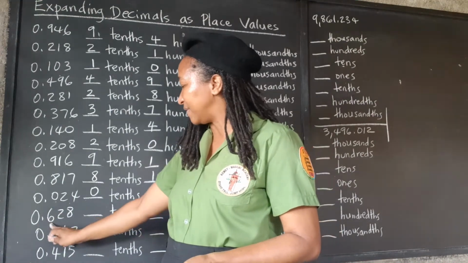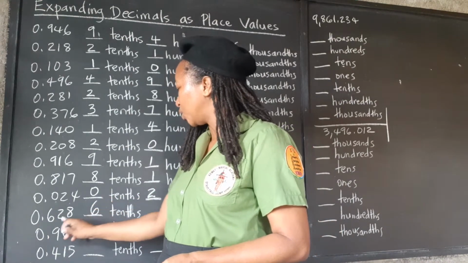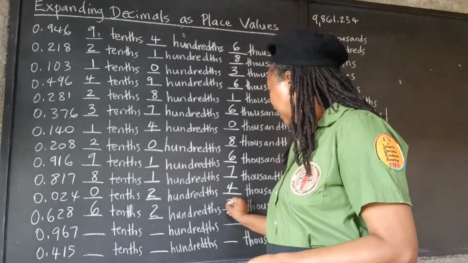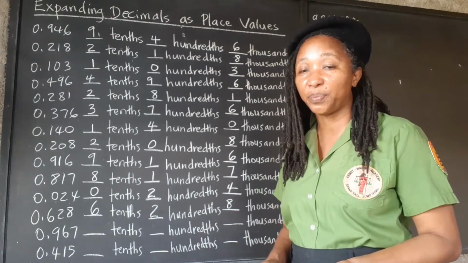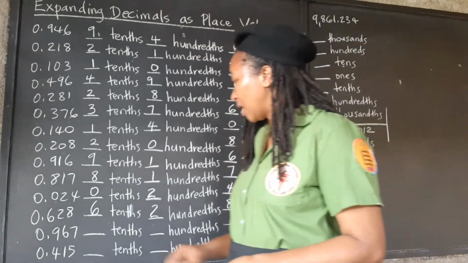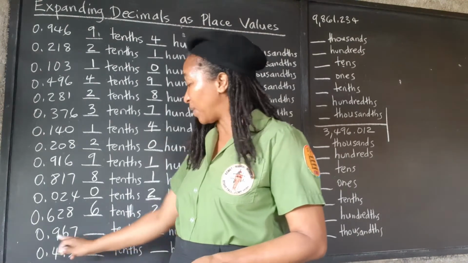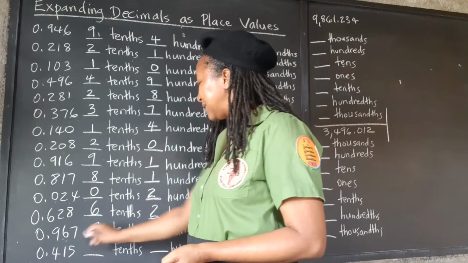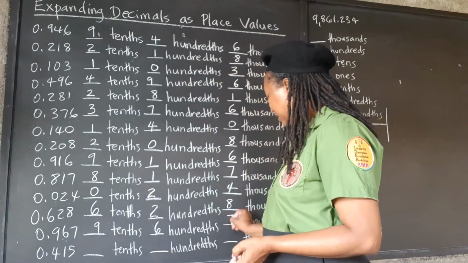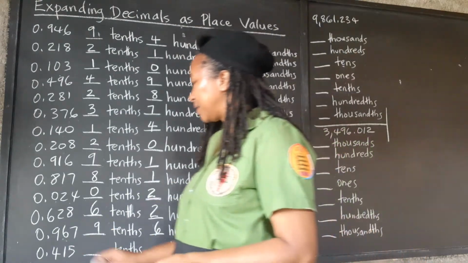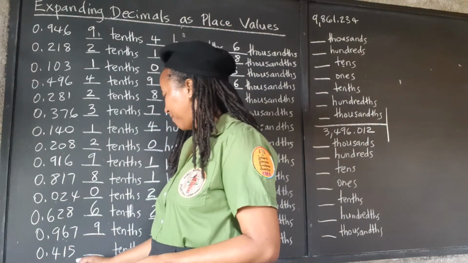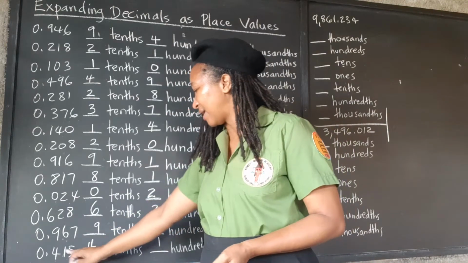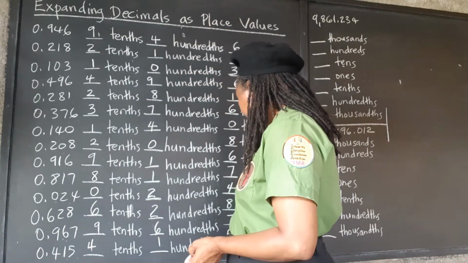0.628. So we have 6 tenths, 2 hundredths, and 8 thousandths. It's so simple, guys. It's so simple. 0.967, we have 9 tenths, 6 hundredths, 7 thousandths. 0.415, 4 tenths, 1 hundredth, 5 thousandths.